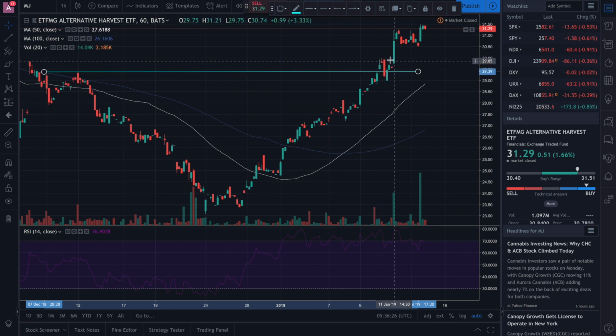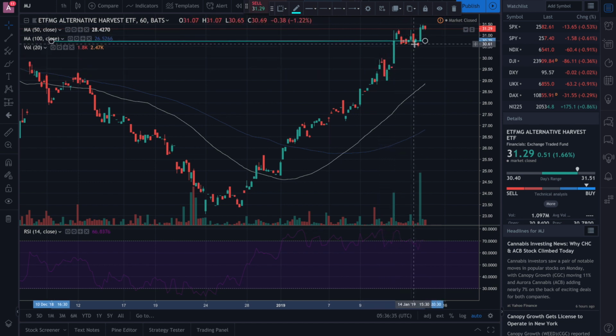It consolidated a little bit right over here, which is normal. It's normal for a pullback to happen right after a breakout, and then followed by a huge breakout. It looks like the stock is going to keep going up. You can see a huge buy-in. However, you could see that the RSI is way too high on the ETF here that we're looking at, which means that the stock is technically overbought.